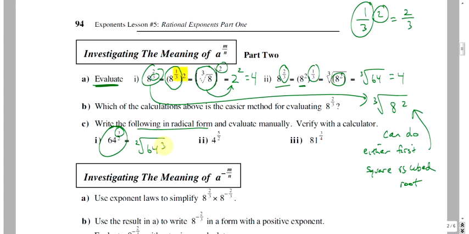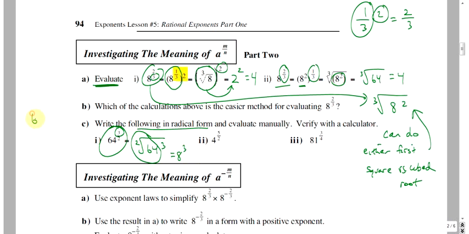Okay. How many people know 64 times 64 times 64 in their head? Yeah. So which one do you want to do first? You know the square root of 64? Yeah. So we're going to do this part first. I know that's 8. Right? The square root of 64 is 8. So that's going to be 8 cubed. That's a lot easier than 64 cubed, right?